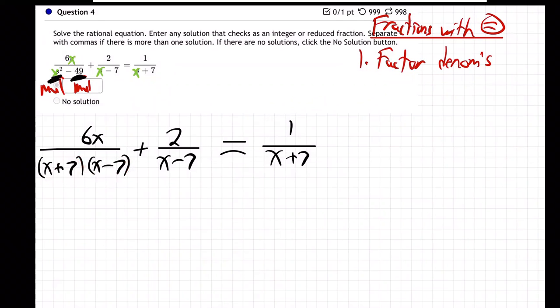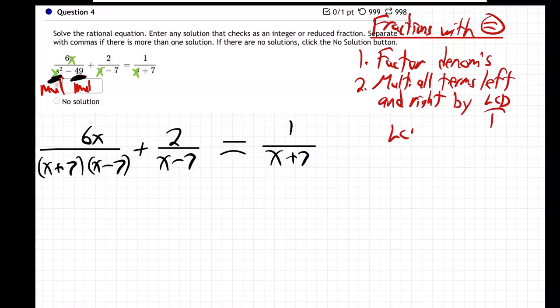Okay. Step number 2 is multiply all the terms, left and right, by the LCD of 1. And what is the LCD? One of each type of item under a bar. In other words, no repeats. Right? One of each type of item under a bar. So what do we have under the bar?